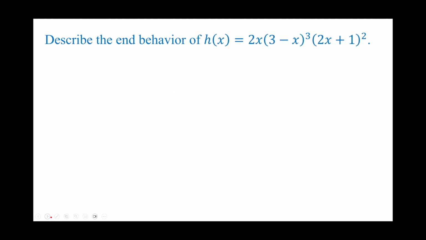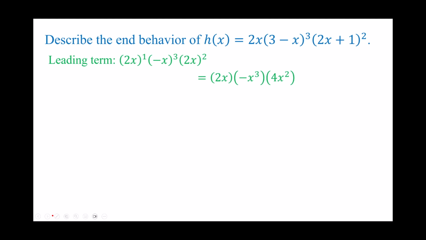Let's describe the end behavior of this function right here. We have 2x times 3 minus x cubed times 2x plus 1 squared. So our leading term would be if we just multiply the first terms of each factor raised to that power. So 2x to the first power, negative x to the third power, and 2x to the second power would give us 2x times negative x cubed times 4x squared. Remember that a negative raised to a power, if the power is odd, still stays negative. So we get negative 8x to the sixth power.